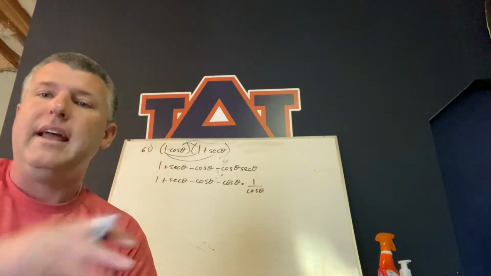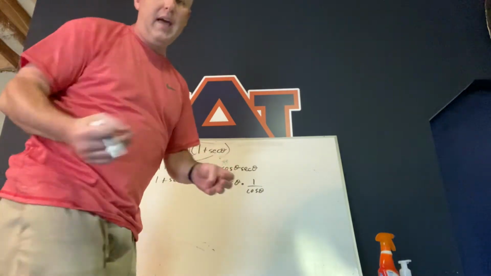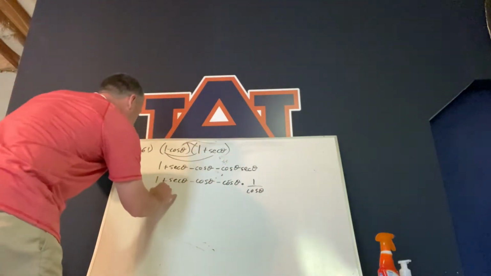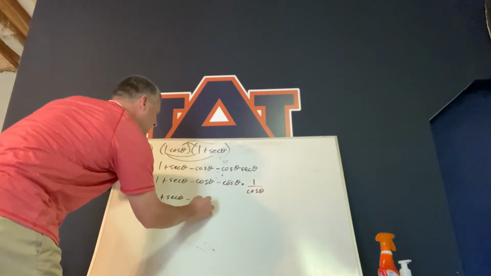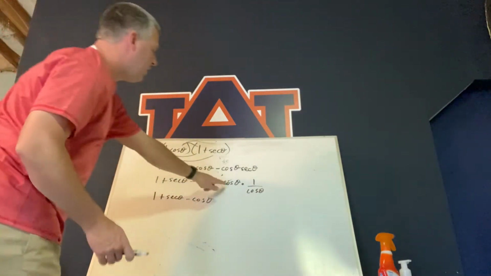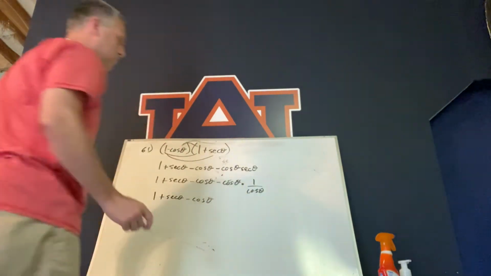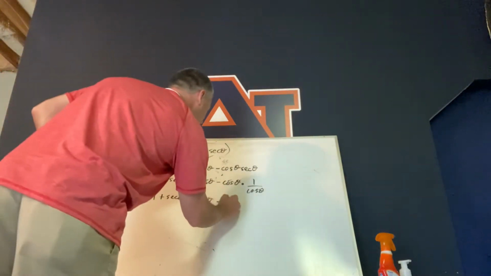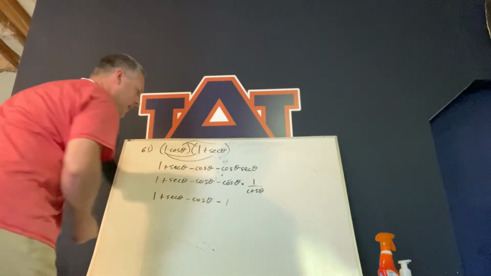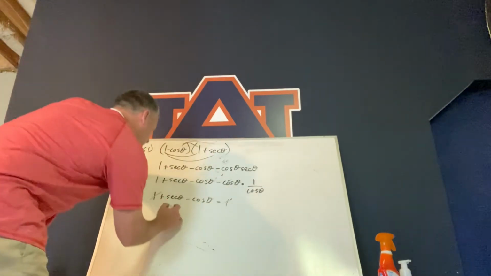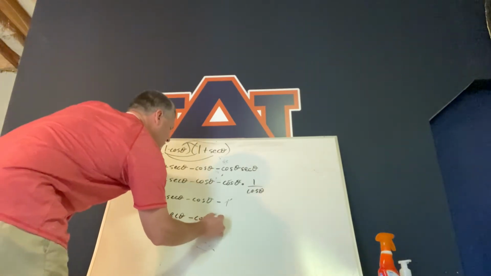Okay? So again, I just changed this secant in terms of cosine because I know it'll cancel now. So this gives me 1 plus secant theta minus cosine theta. And then right here I have negative cosine times 1 over cosine. Those cancel, guys, and that's just minus 1. Okay? Minus 1. So now I have a positive 1 and a negative 1. Those cancel. And the only thing I have left is secant theta minus cosine theta.